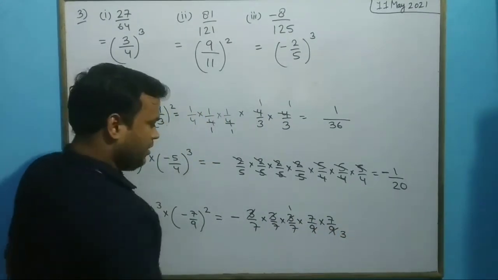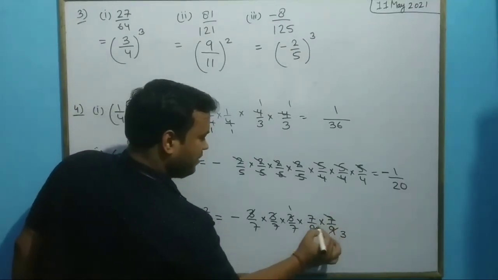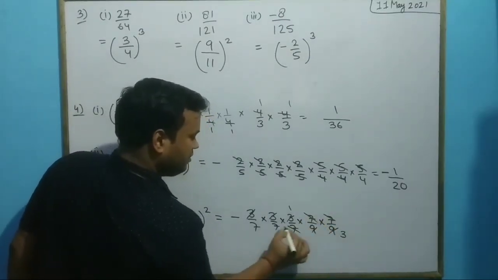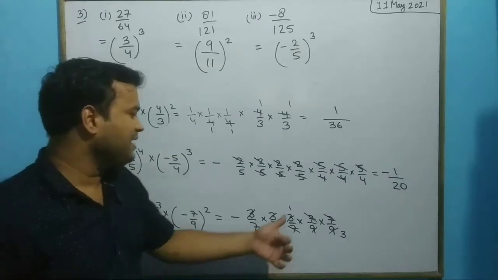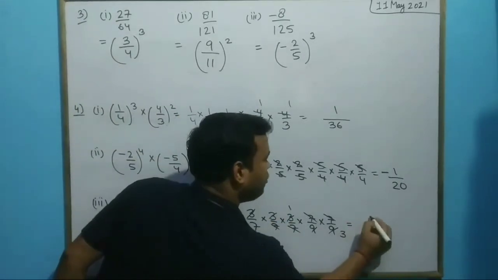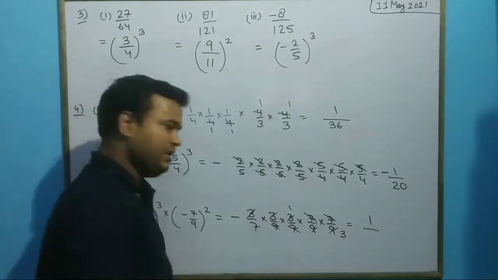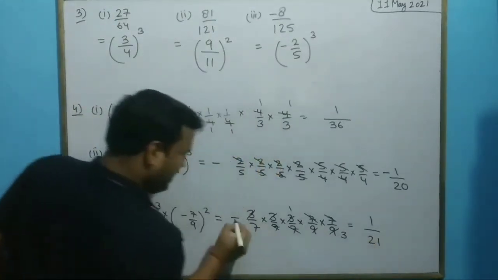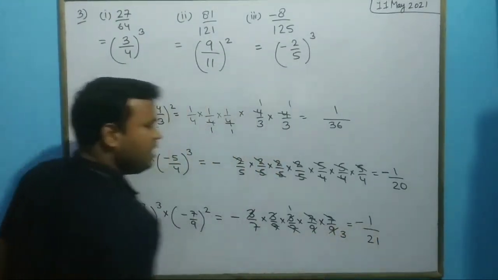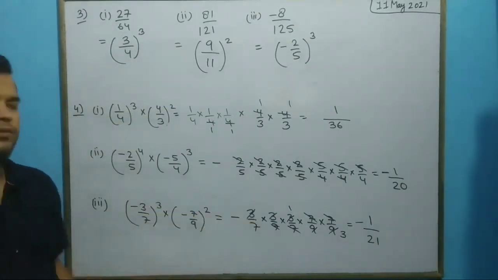Okay. Now again let us see what we can cancel. 7 in the numerator and denominator. Now what is being left? 1 is being left in the numerator part. In the denominator, 3 7s are 21. And what is the sign? Sign is negative. So the final answer is minus 1 upon 21.